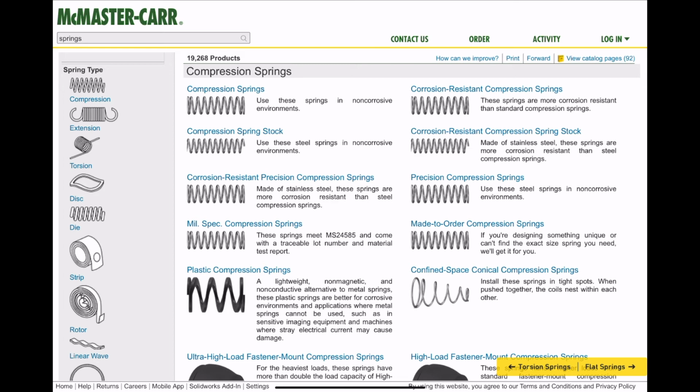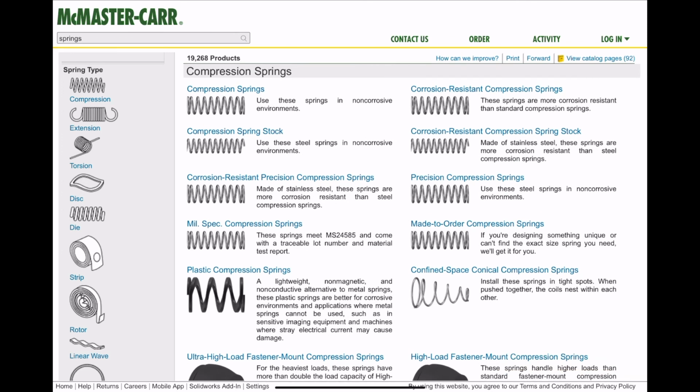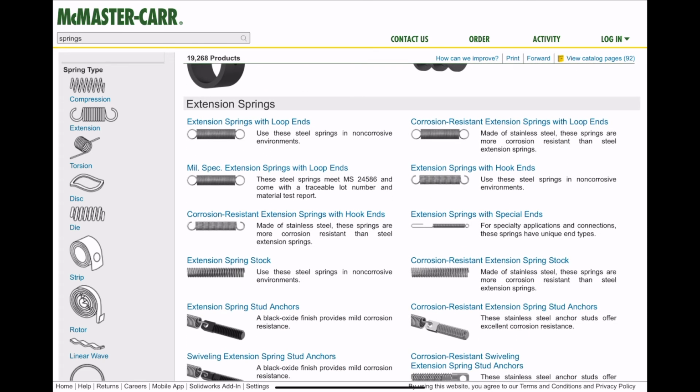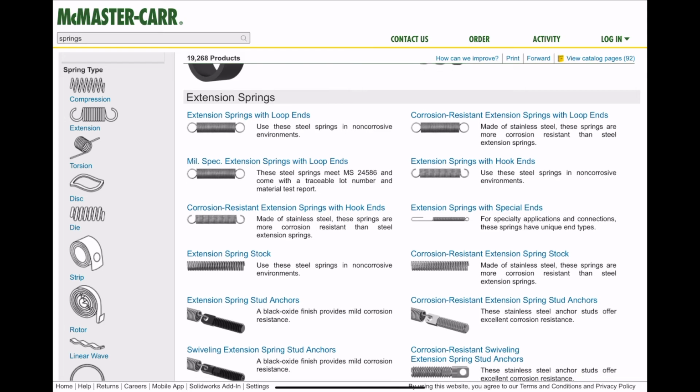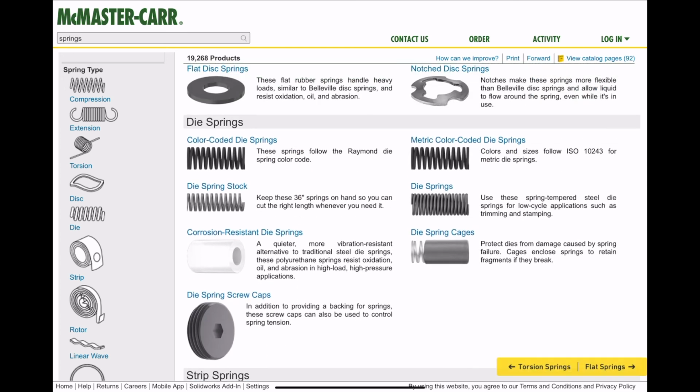So we can go to McMaster-Carr and search for springs and see all the springs that they have. We have compression springs. That's not what we want. We have extension springs, but these are very light springs, kind of for use in consumer products. These aren't industrial strength springs or garage door springs. So you can keep scrolling down until you get to die springs.